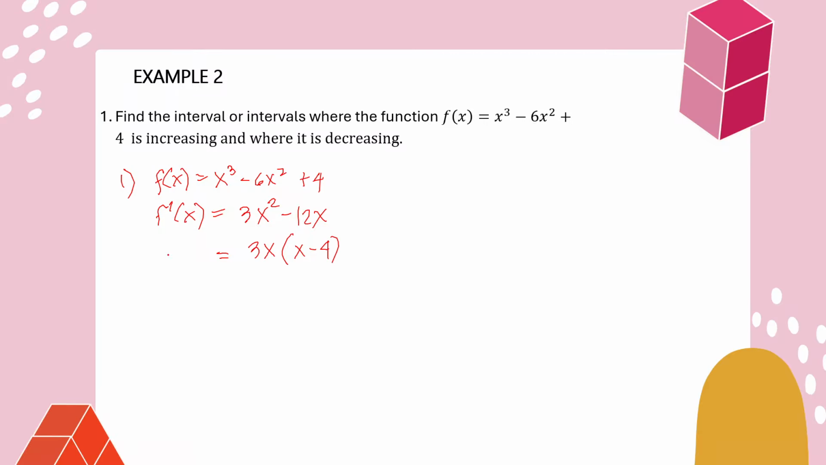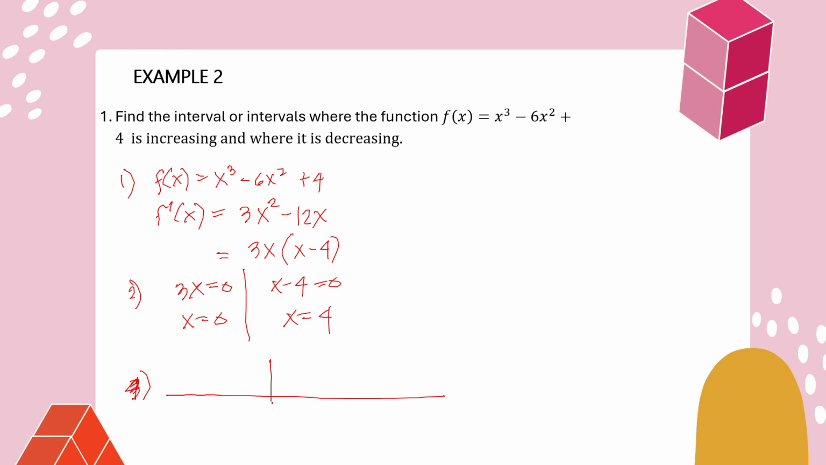So we have to equate the function in step number 2. This is 3x is equal to 0 and x minus 4 is equal to 0. So we have here x is equal to 0 and x is equal to 4. So we could now deduce our interval by using the horizontal line. In step number 3, we are getting the interval.